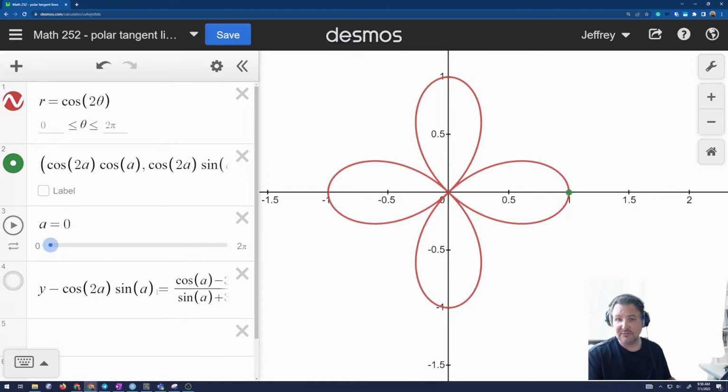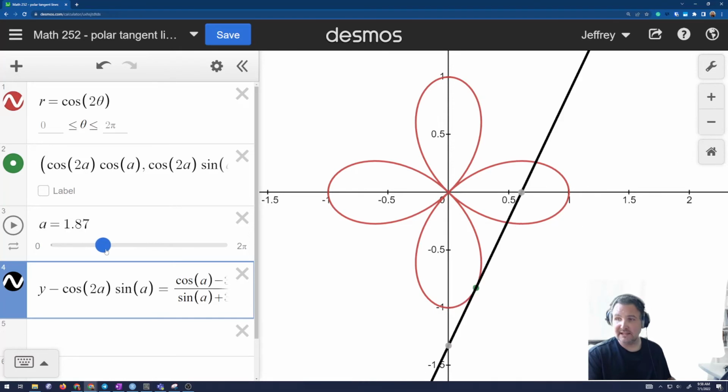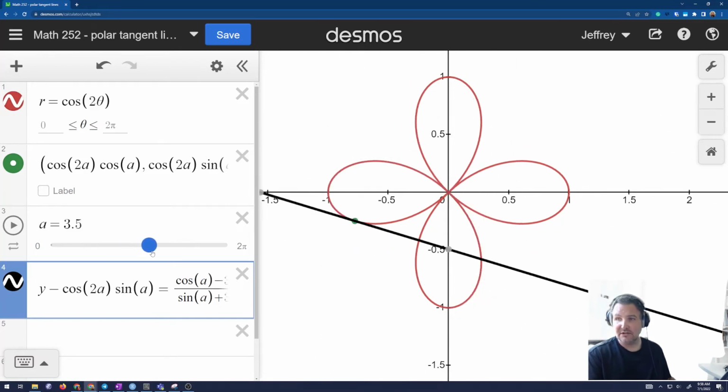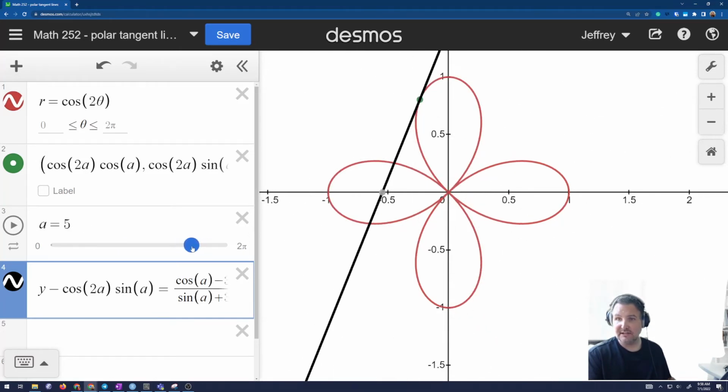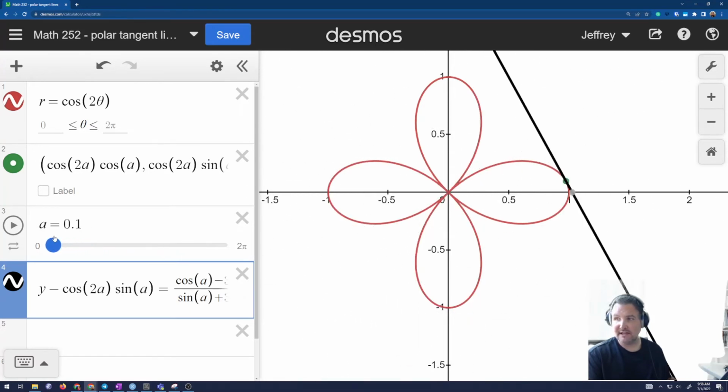Now what about the tangent line? Well, this is the tangent line that we just found. And if we turn that on and we let our theta vary, we can see the proof is in the pudding. We can see that the tangent line that we found using calculus and algebra indeed works, right? It indeed is the tangent line to this graph at any particular theta.